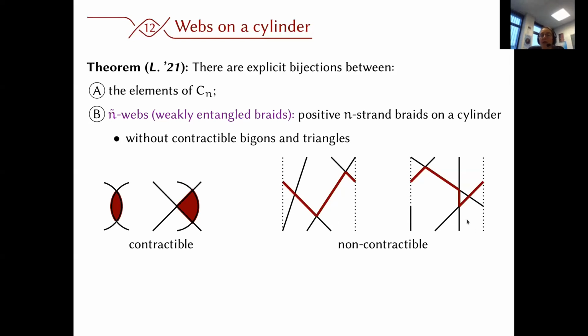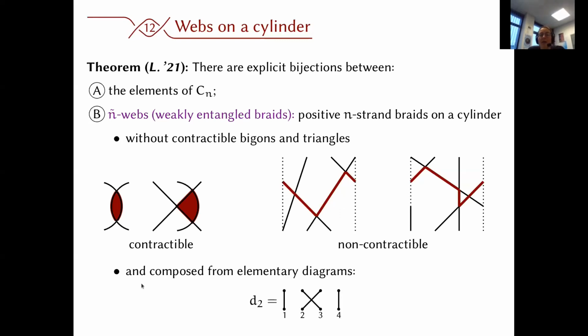And here on the right, you have a similar thing. Here I drew 3 strands. They make two triangles. Here you have a small triangle which is contractible, but if you look at the red lines, you have a non-contractible one. And once again, if you cut along these lines, you'll just cut your cylinder into two parts. So the non-contractible triangles and bigons are possible, but the contractible ones are not permitted.